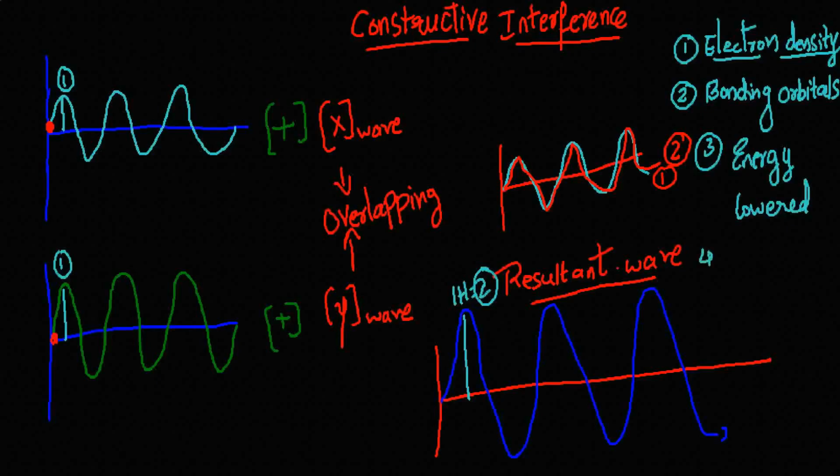Wave X and wave Y are said to be in phase because the crests and troughs are lined up in constructive interference. If two waves start at the same point, or in phase, and travel the same distance, they will end in phase.